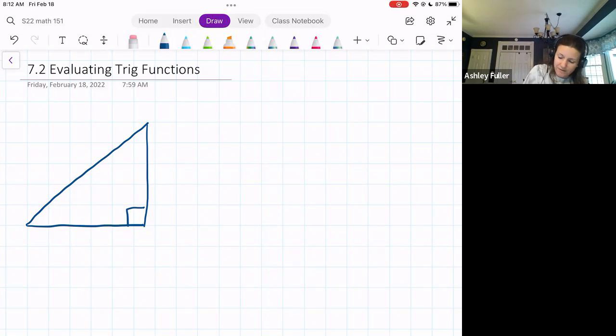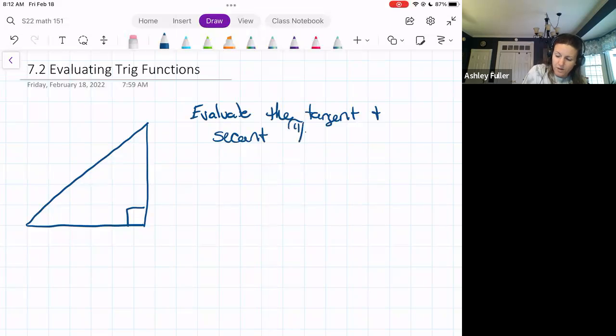For example, if I want to evaluate the tangent and the secant of pi over 4, I think it's very helpful to draw the triangle. I know if I have a 90-degree triangle, if this angle is pi over 4, then this angle must also be pi over 4. They're equivalent, and so that leaves me with ratios of 1, 1, square root of 2.